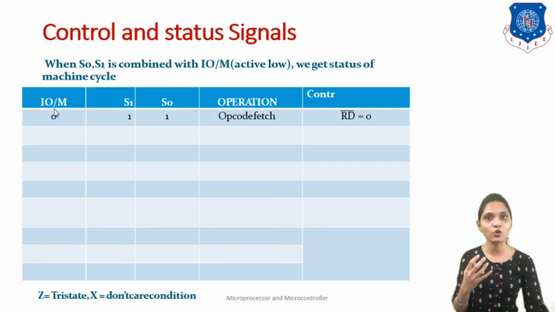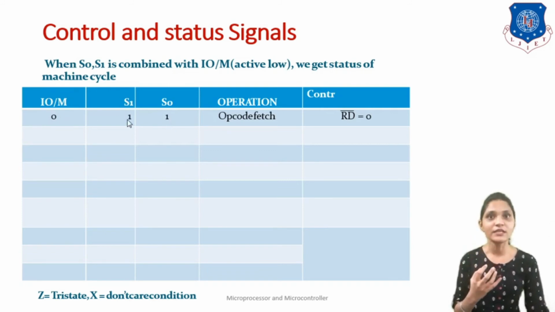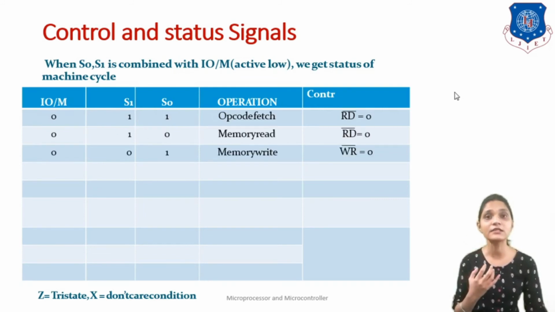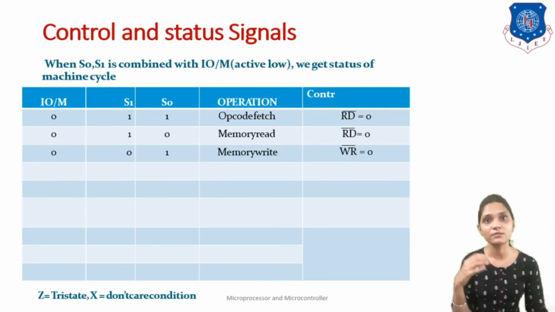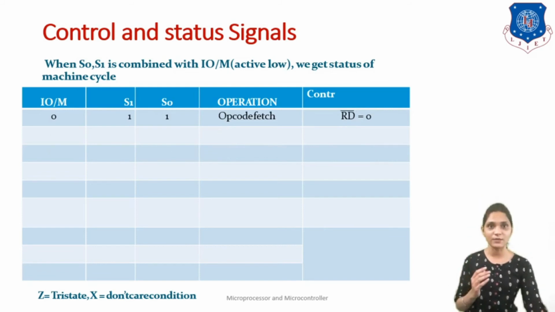First we will write IO comma M bar, then we will write S1, and then we will write S0. Here a total of 4 combinations for S0, S1 are possible, that we have already seen. Like if it is 1 1, then fetch operation is there. If it is 0 1, then you have a write operation. If it is 1 0, then you have a read operation, and so on. That we have seen in the first table.